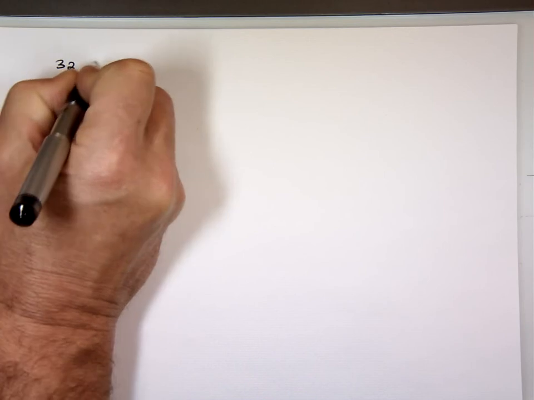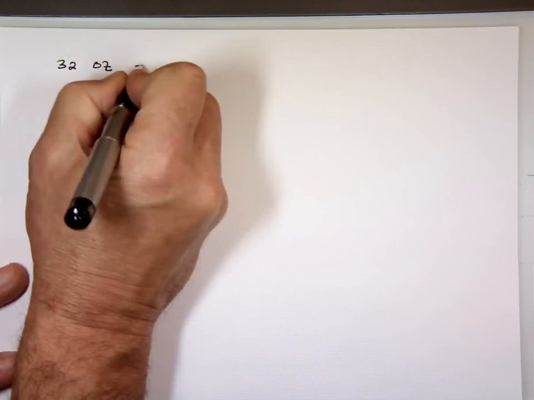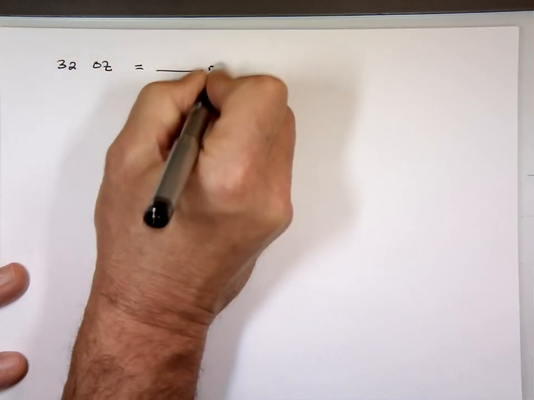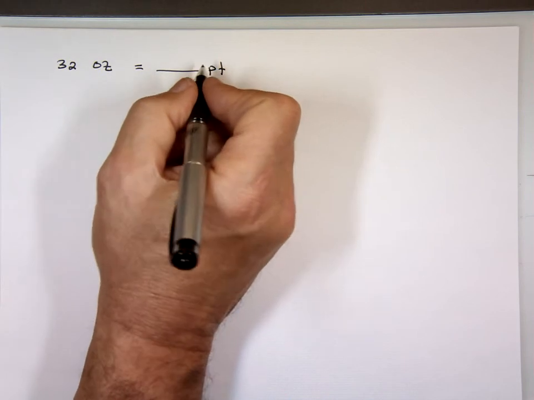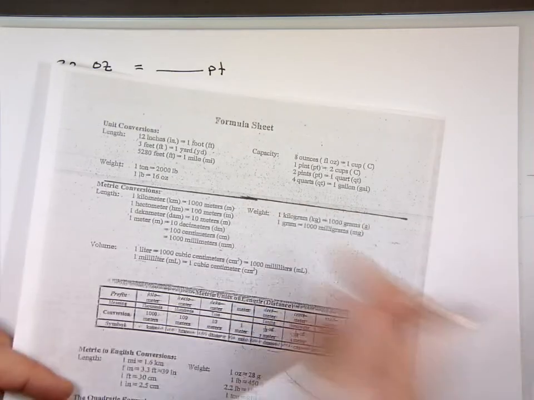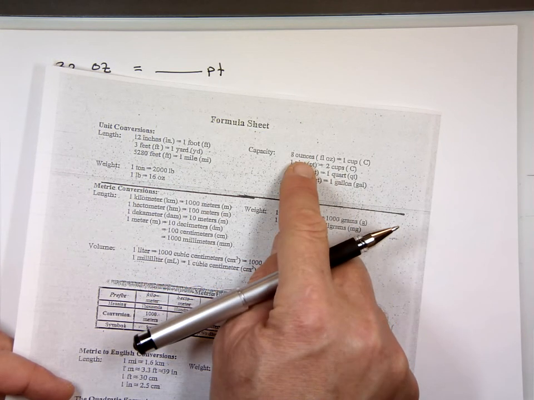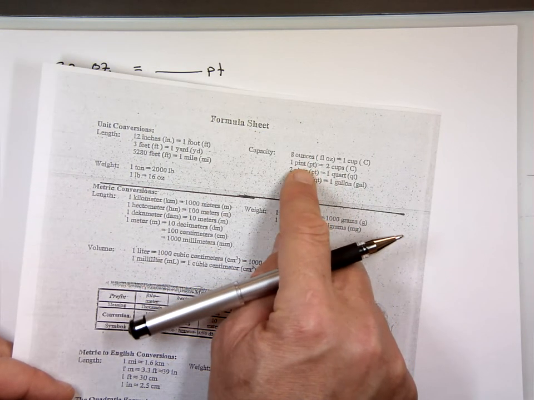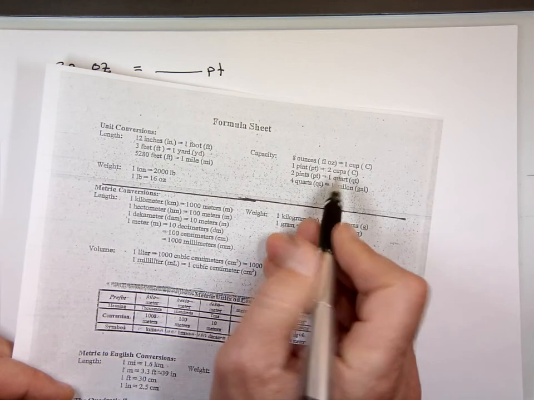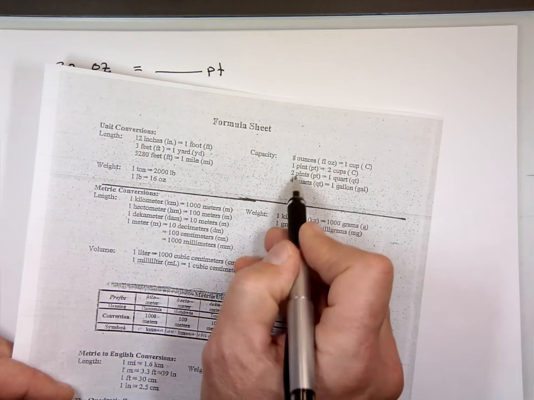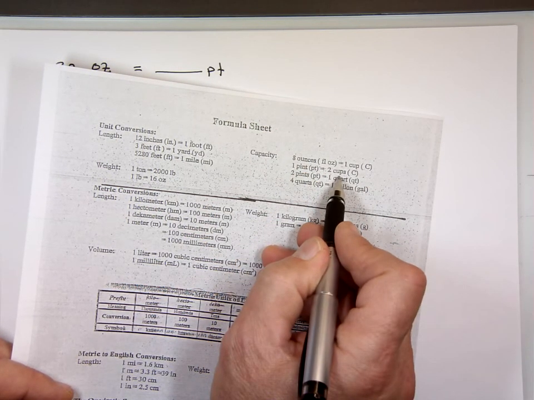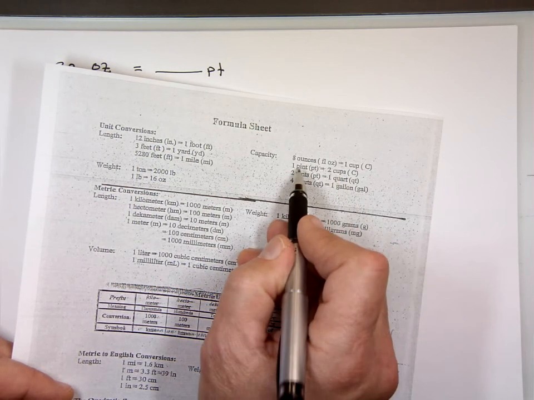32 ounces, and I want to convert that to pints. Again, pint and ounces. Where's my capacity? Where is it? I don't have pint to ounces. You see that? I have cups to ounces and pint to cups. So I can go from pint to cups first, then from cups to ounces.